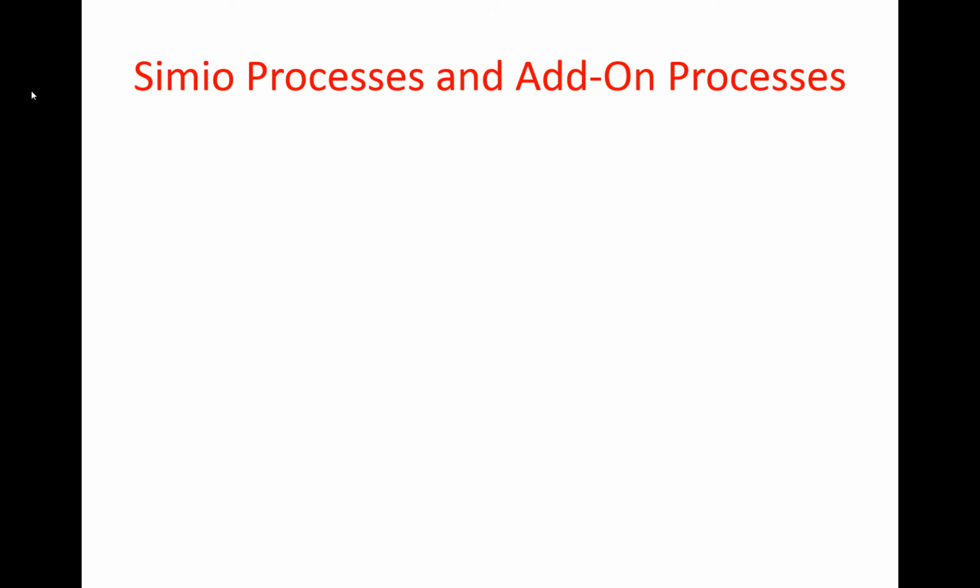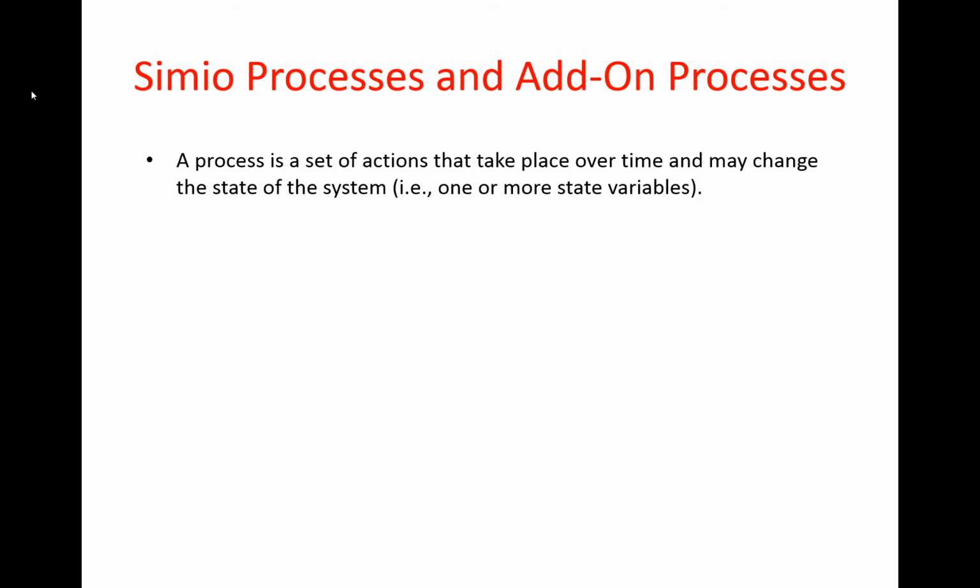The other important concept that we need to understand, or at least know how it works, is Simio processes. In general, a process is a set of actions that happen over time during the simulation run, and they can change the state of the system, or in other words, they can change one or more state variables that you use to define the state of your system.